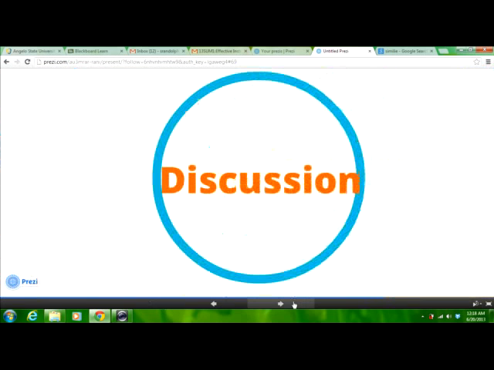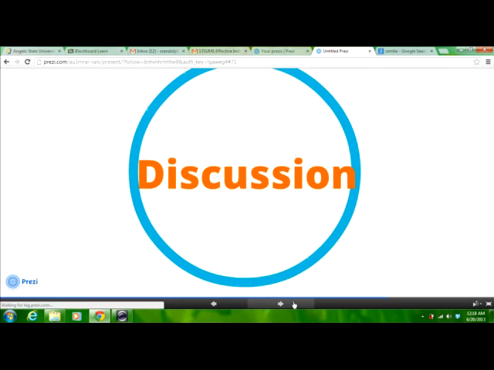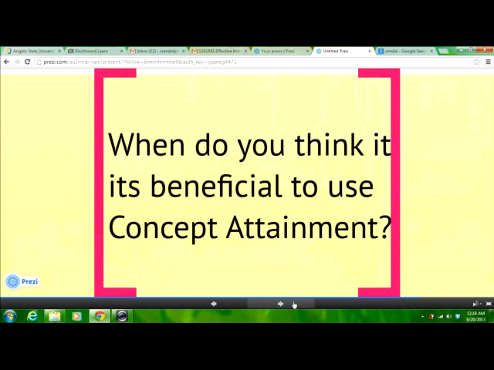The next thing I would like to move on to is some discussion of some things I'd like y'all to talk about, possibly on Blackboard. First question: why do you think it's beneficial to use concept attainment? I know I listed some of the pros, but do you think there's some reason why this should be preferred over any other method? Also, do you think there should be a reason why we should use it?